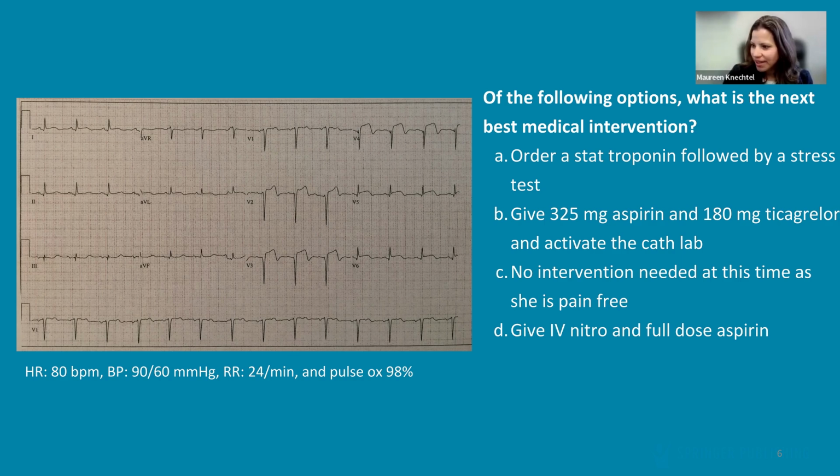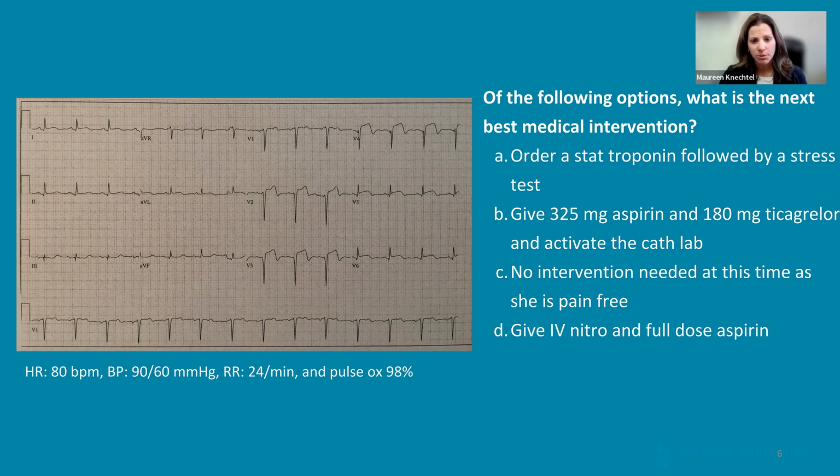Most people chose correctly and said activate the cath lab. Activate the cath lab, give some aspirin, ticagrelor, and that is the correct answer. About 65% said that, 29% said order stat troponin followed by a stress test, and a small percentage said no intervention needed at this time. So let's talk about why letter B is the right answer option.